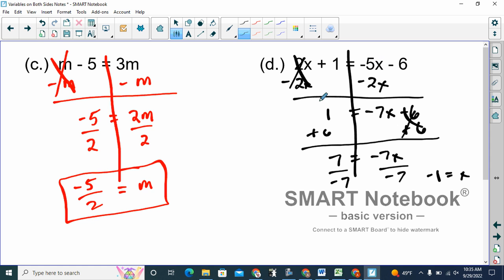So it doesn't matter which way I move the variables. I can move them to the right or to the left. I think it's usually easiest if this coefficient right here is positive. So I always move the smaller one, but it doesn't matter. Either way, you should get the same answer, negative 1.